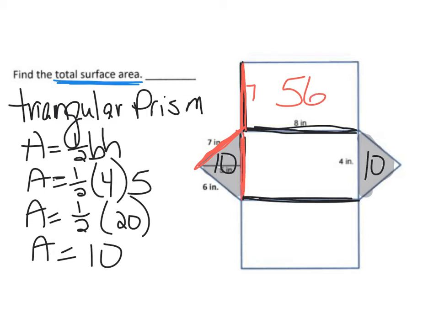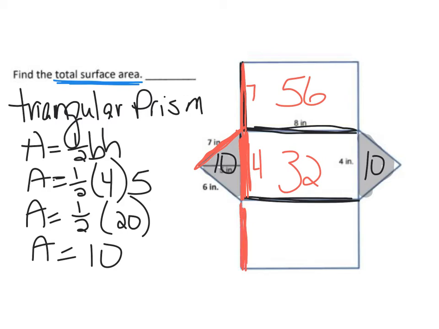Okay, so let's look at the next one. What is this measurement, the one here? 4. And then we have 8, right? So 4 times 8 is 32. So then what would this measurement be?